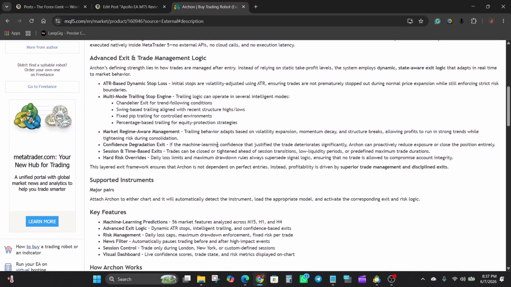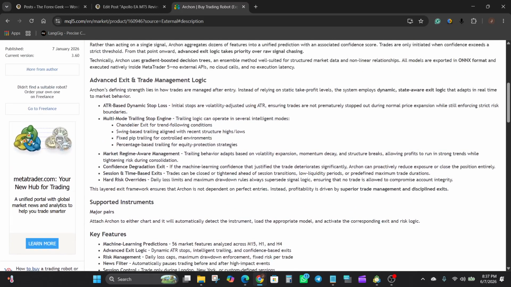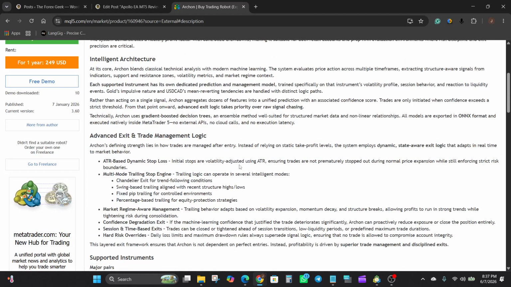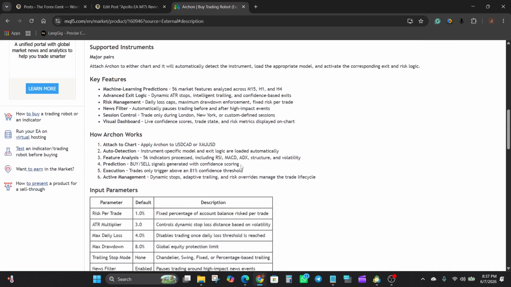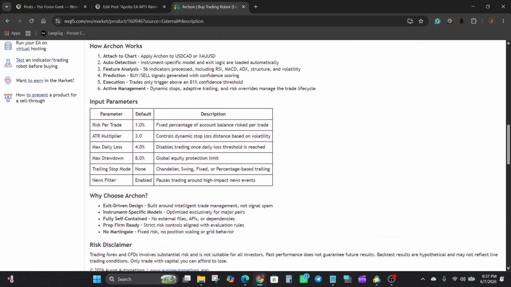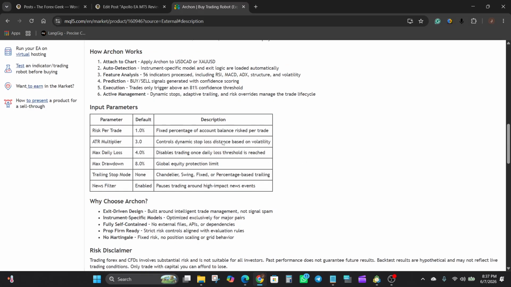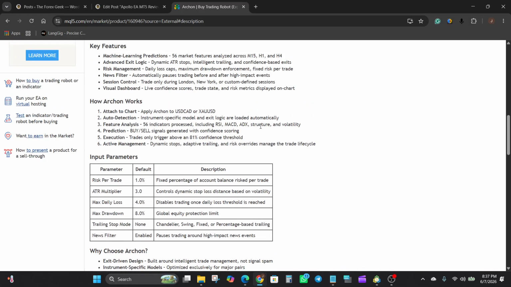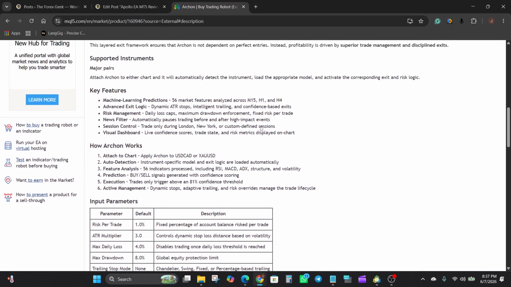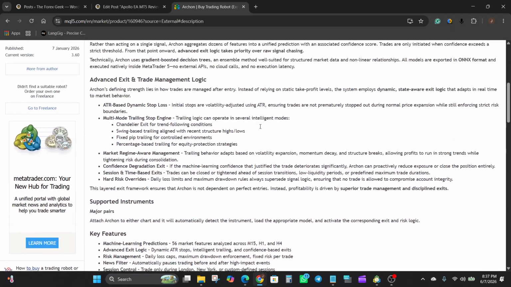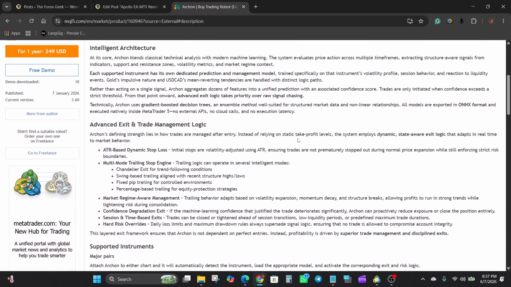Moving into the backtesting section, the developer states that Archon was tested across 5 years. The 5 years of historical data covers from 2020 through 2025. However, the page does not specify whether the testing was conducted using every tick or open prices only. So that's something to keep in mind when evaluating the historical analysis.